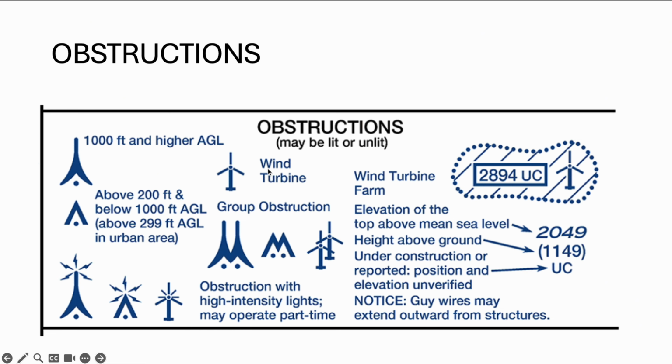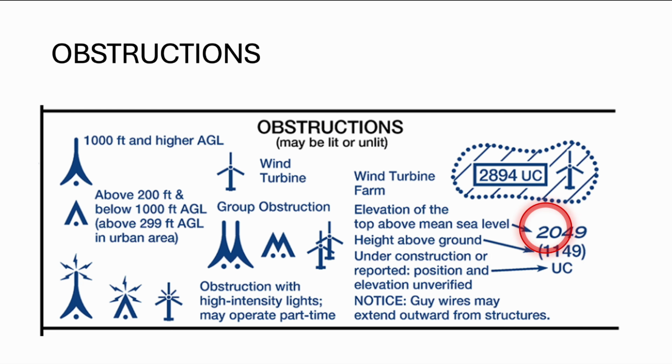If it happens to be a wind turbine, then it would look like this, just looks like a windmill. Group obstructions will just have multiple peaks to it. It doesn't identify exactly how many there are, but there is a group obstruction that exists. If there's a wind turbine farm, like you would see out towards Palm Springs or Las Vegas, then it would look like this, and it would surround the general area that covers. Below the wind turbines right here, we have a few different numbers, and those are telling us the height or the elevation of these obstructions, so that way you can avoid them.